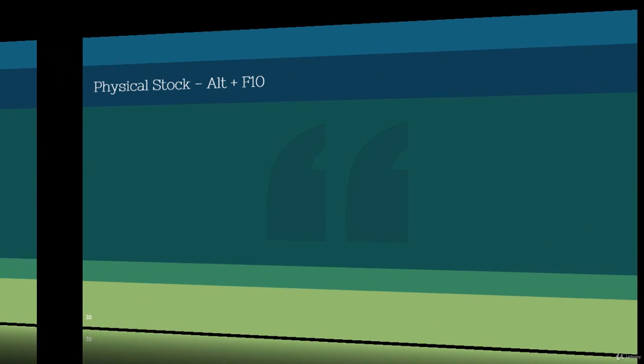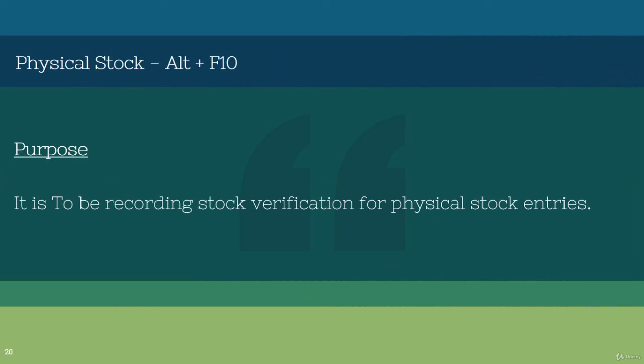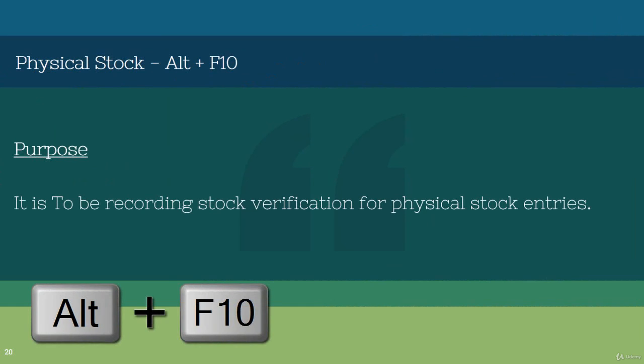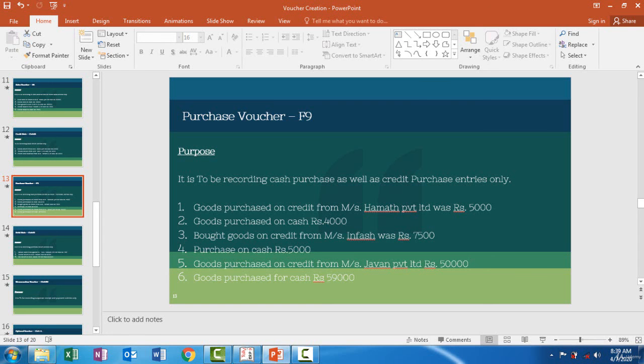The next one is the physical stock voucher. The shortcut is Alt plus F1. It is used for recording stock verification for physical stock entries. So these are the vouchers used in the Tally program. I hope you understand the types of vouchers in Tally, and in the next video we are going to look at the transaction entries in the vouchers.